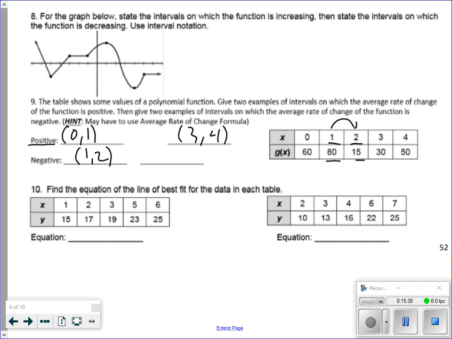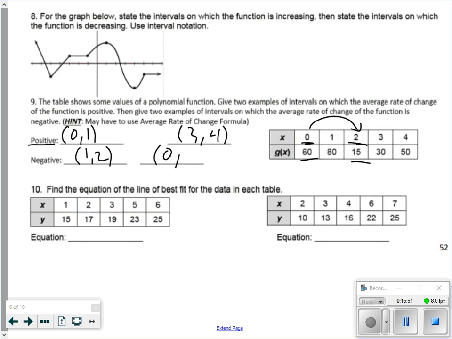So another one that we can do, and this one's going to be a little trickier to see, is if we go from 0 to 2. We start at x equals 0 and we end at 2. Our y values are going from 60 to 15. So on average, the rate of change there is going to be negative because we decrease.